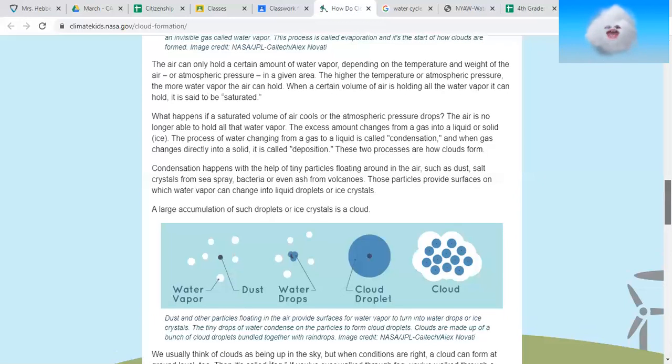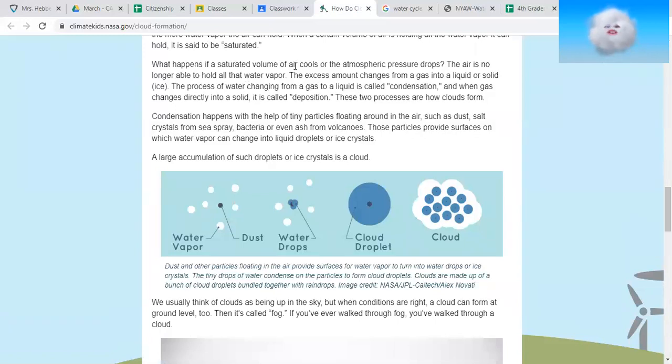What happens if a saturated volume of air cools or the atmospheric pressure drops? The air is no longer able to hold all that water vapor. The excess amount changes from a gas into a liquid or solid ice. The process of water changing from a gas to a liquid is called condensation. And when gas changes directly into a solid, it is called deposition. These two processes are how clouds form.